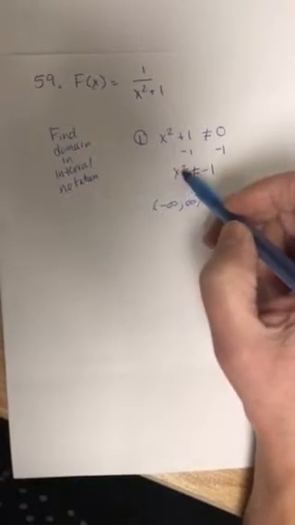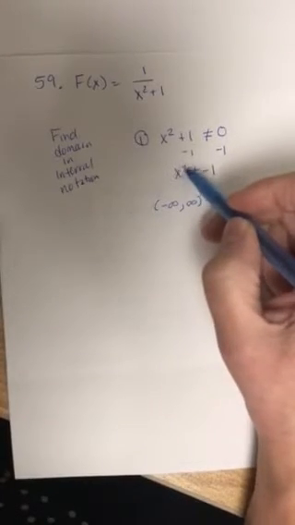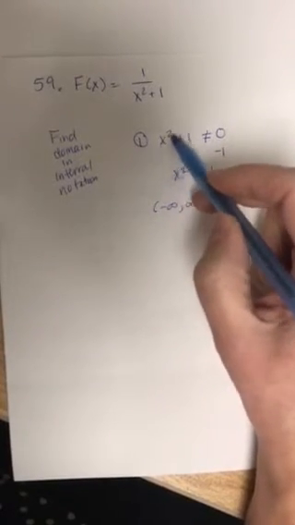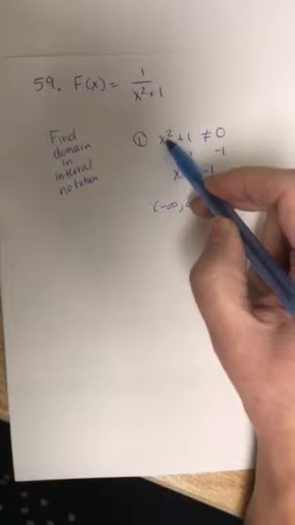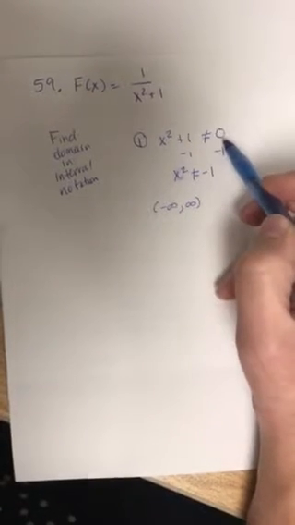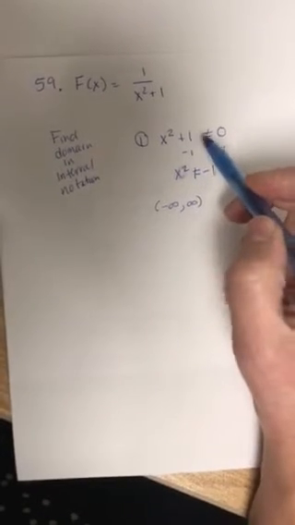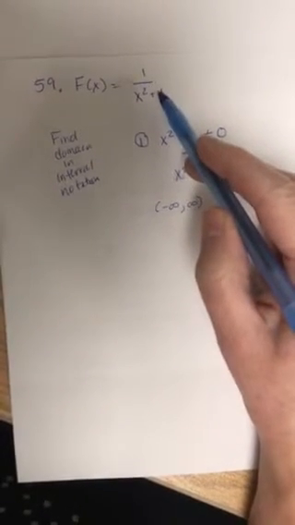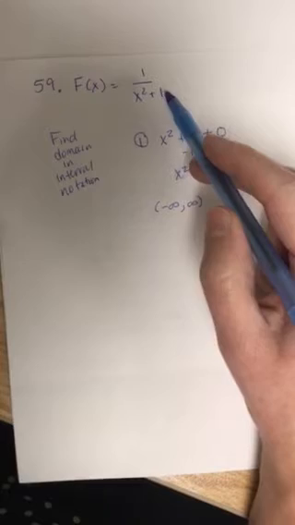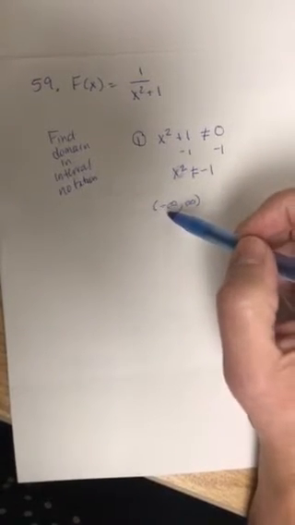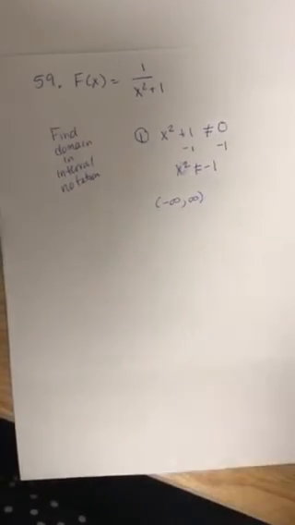So anything squared is a positive number. So if I look back at the original, anything squared is a positive number. If I have a positive number and I add 1, there's no way it's ever going to equal 0. There isn't a value that's going to make the denominator equal 0. So all real numbers, written in interval notation as negative infinity to infinity, is going to be my domain.